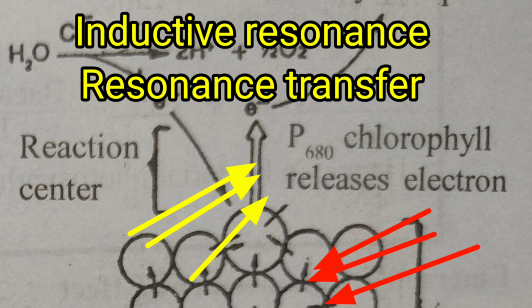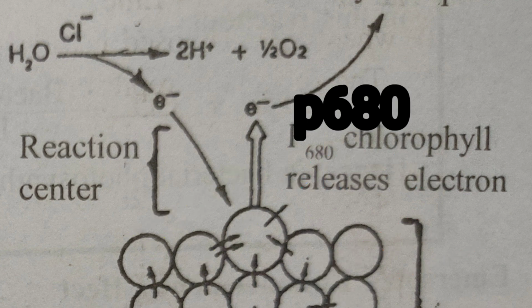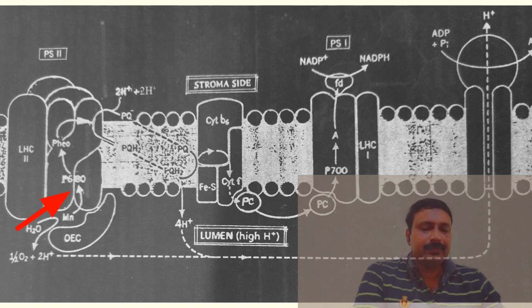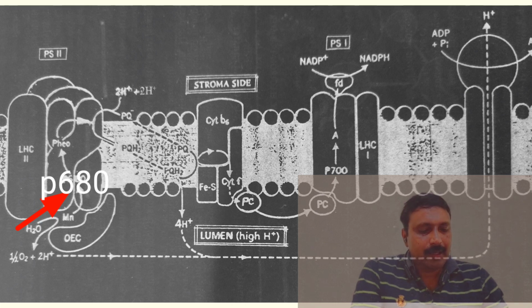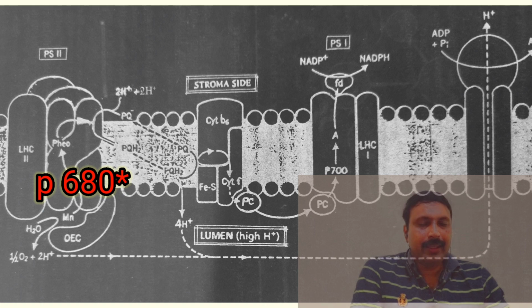Now in the photosystem 2 reaction center, the reaction center means chlorophyll A. The chlorophyll A of photosystem 2 absorbs maximum light at about 680 nanometers, so this chlorophyll A is called P680. When P680 absorbs the light energy, it becomes excited and is represented as P680 star.